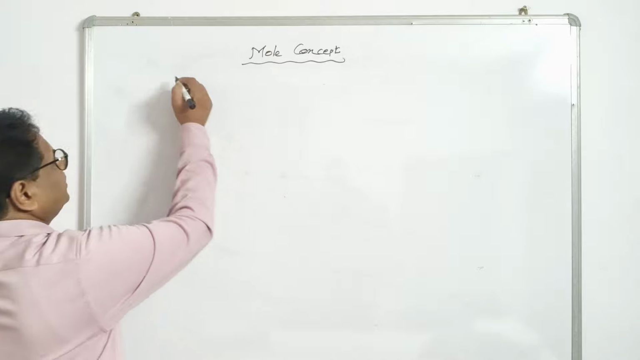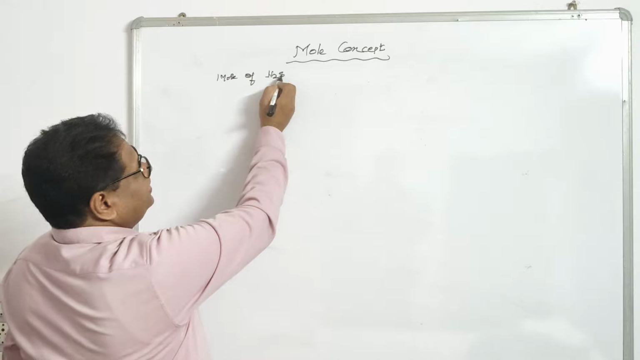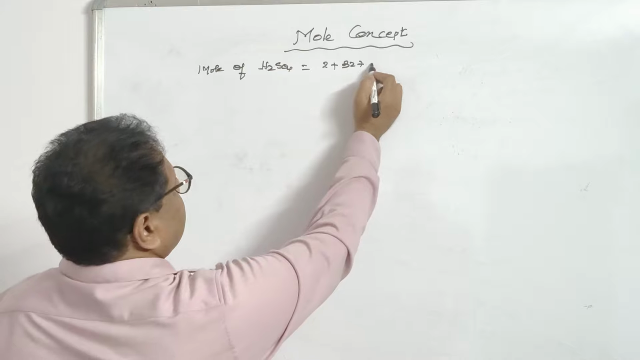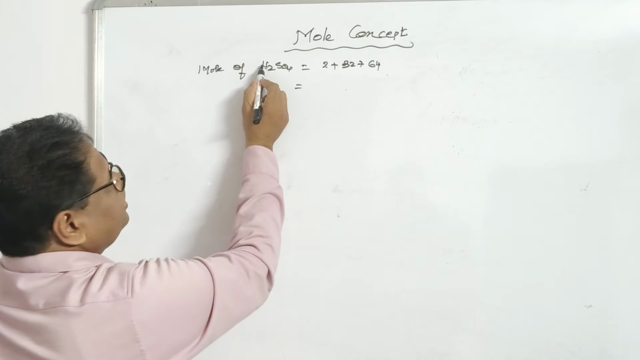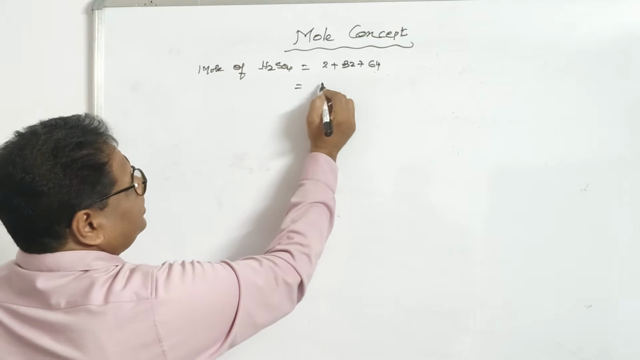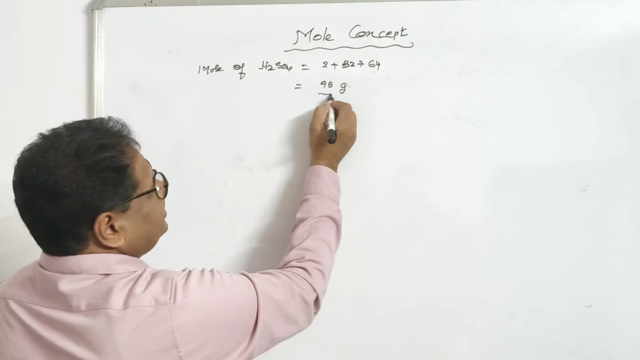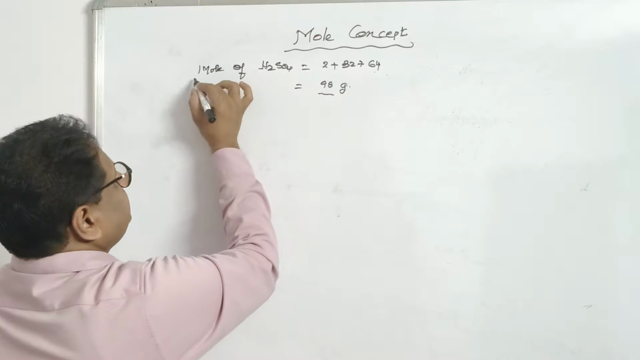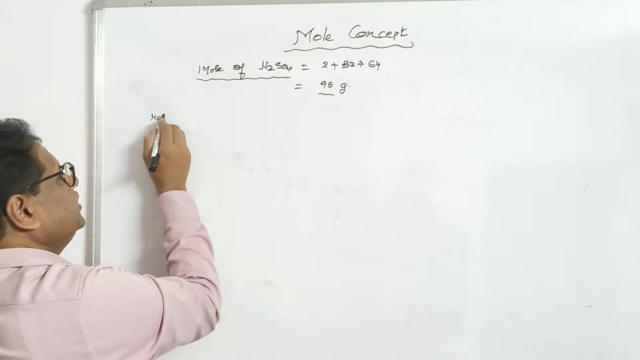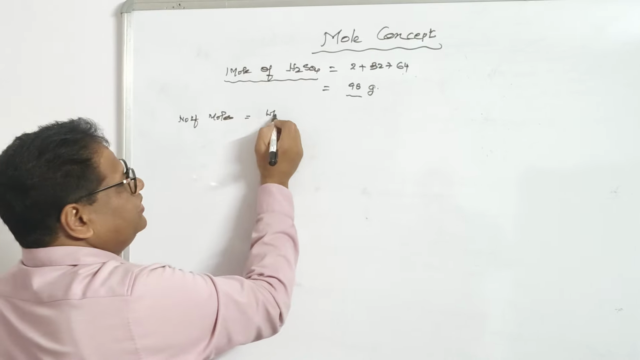So if I say 1 mole of sulfuric acid, it means it is 2 plus 32 plus 64. Okay, 2 is because 2 atoms of hydrogen, 1 atom of sulfur, 4 atoms of oxygen, so it comes to 98 grams. So when you express the molecular weight in grams, that is the weight of 1 mole of H2SO4.